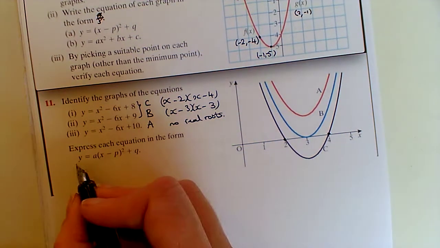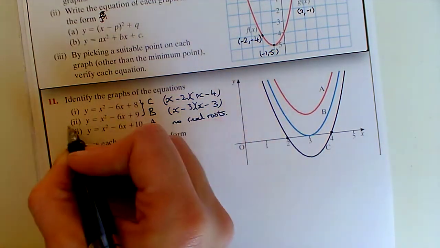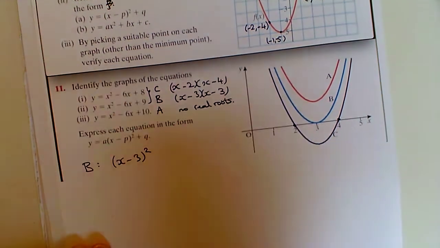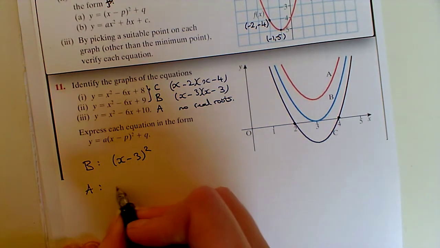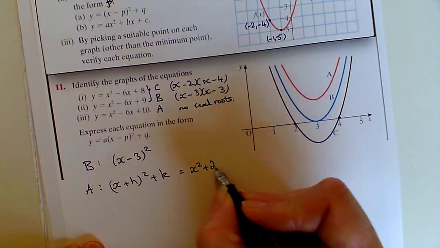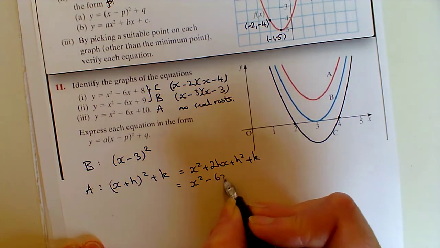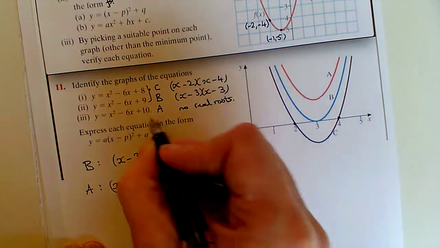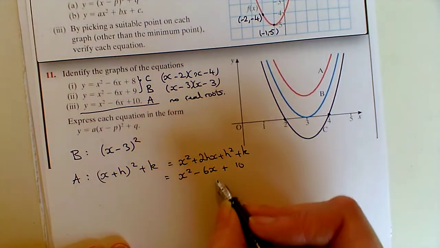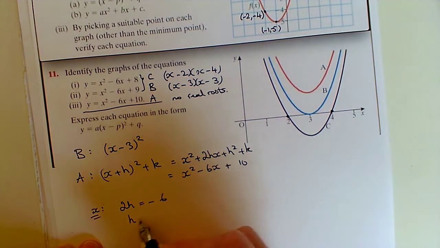Then they asked us to write each equation in completed square format. So let's do them one by one. This one's the easiest. Let's do B first because B is already a completed square. For A, then, we've got (x plus h) all squared plus k, which multiplies out to give us x squared plus 2hx plus h squared plus k equal to x squared minus 6x plus 10. So I'm doing this one down here. And my x squareds are the same. My x term gives me that 2h is equal to minus 6 and h is equal to minus 3.